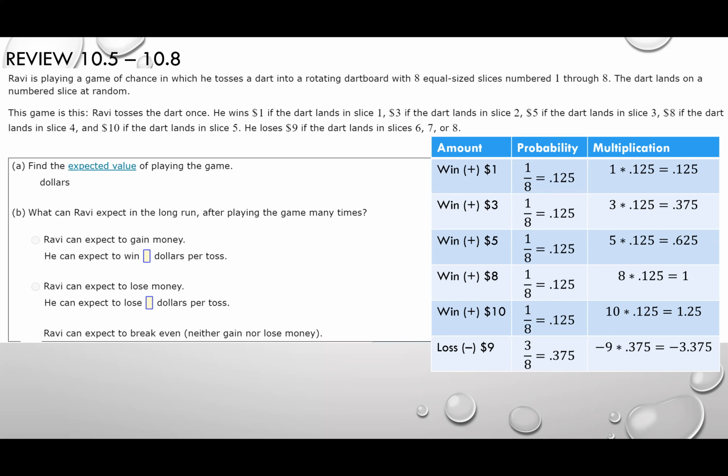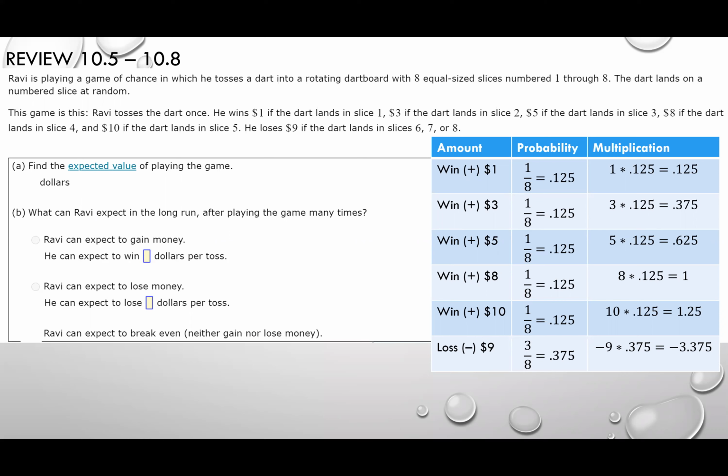So if you look at this thing here, how many number 1 do we have? We have a 1 out of 8 chance, 1 out of 8 chance winning each of those. And again, number 6, number 7, number 8, which is a 3 out of 8 chance that we will lose. So that's the probability, which is what we have over the total.